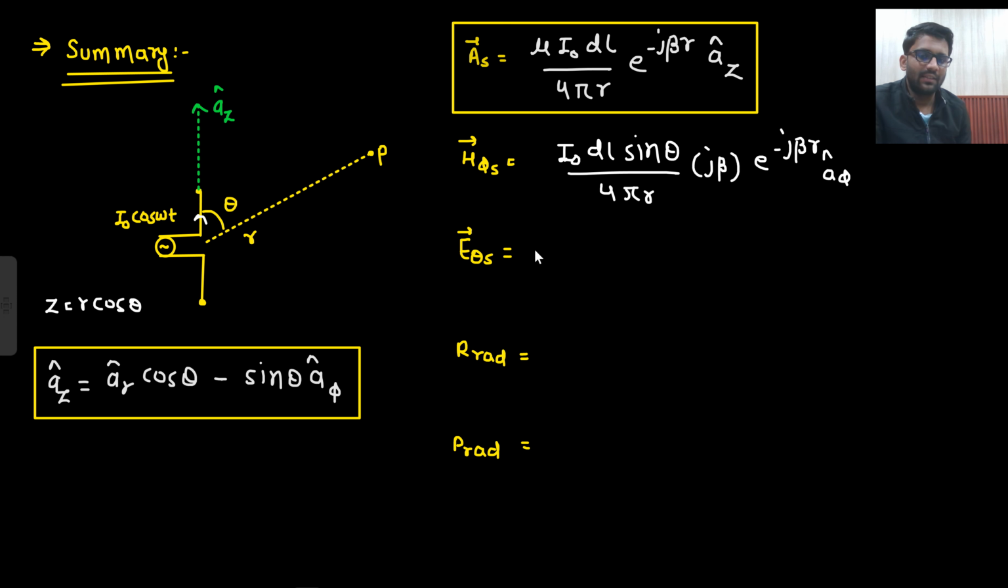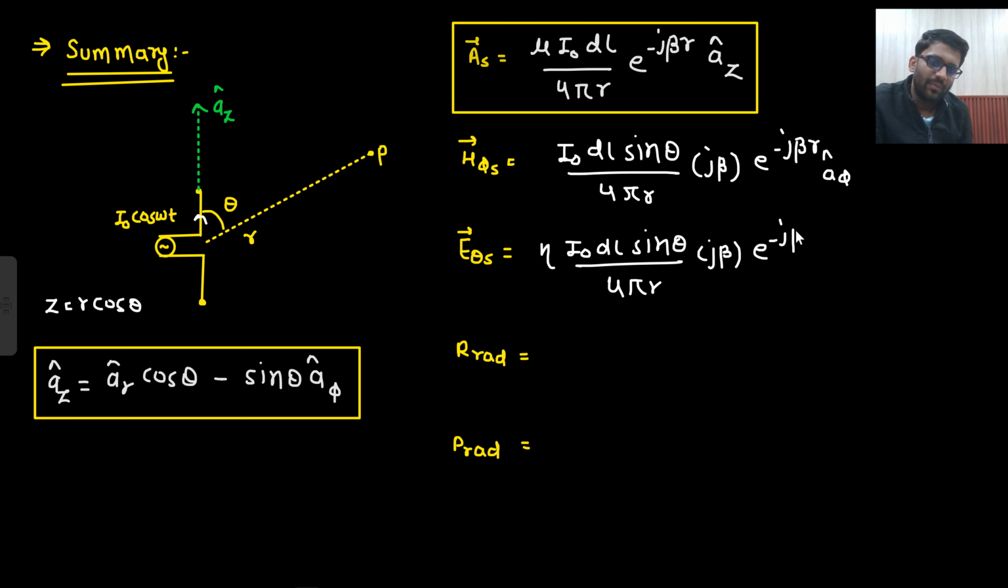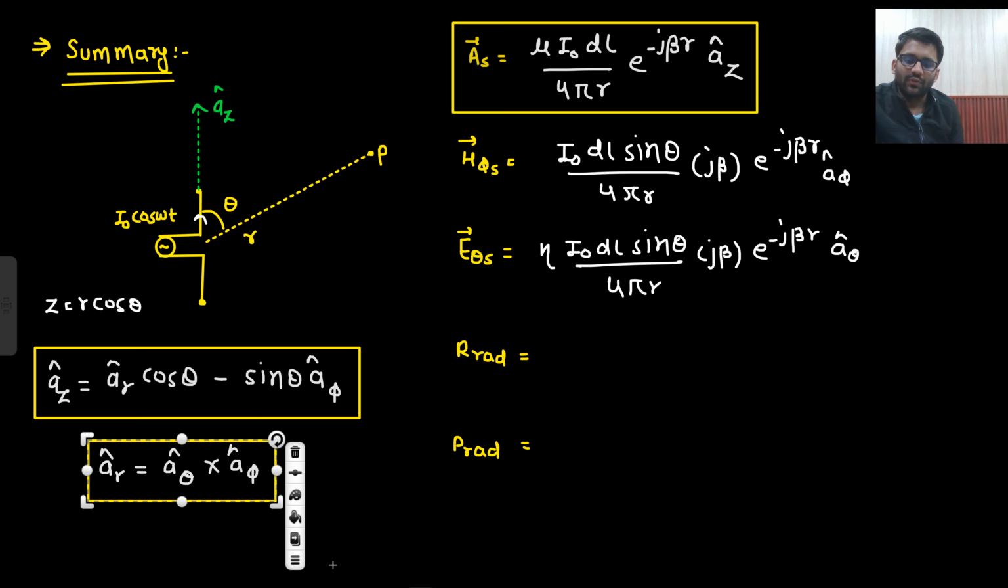What about E theta s? So simply eta, and then not just the magnitude. Actually I should not write the magnitude like that, because if I take the magnitude, then this j term will not come, no? So let's write down the complete expression. So E theta s is I naught dl sin theta, just eta will be multiplied, nothing else, and certainly the direction will also be changed: e to the power minus j beta r A theta cap. Also we can see that the direction of radiation is equal to the cross product of the direction of the electric field and the direction of the magnetic field. This also we can see here.